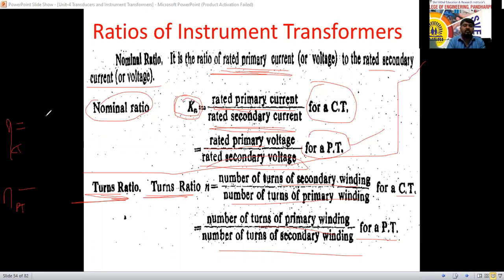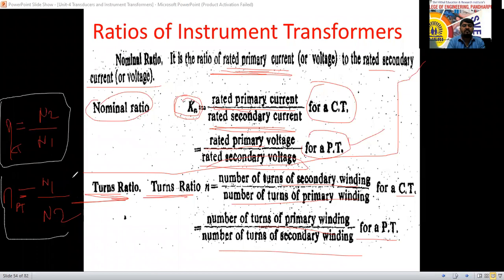So the number of turns in the secondary winding to the number of turns in the primary winding, that is for the CT. But for the PT, the turns ratio is the number of turns in the primary winding to the number of turns in the secondary winding that we are going to calculate. Are these two the same or is there any difference here? You tell me. Compare both the equations and tell the difference.